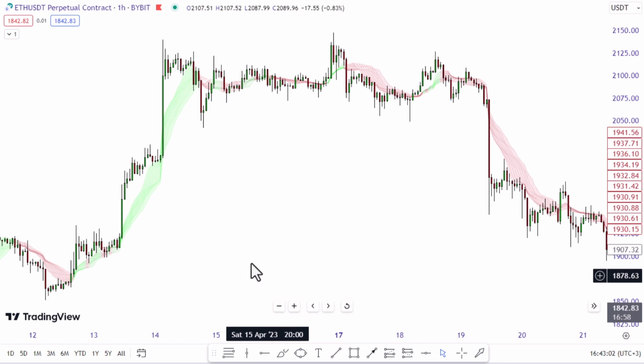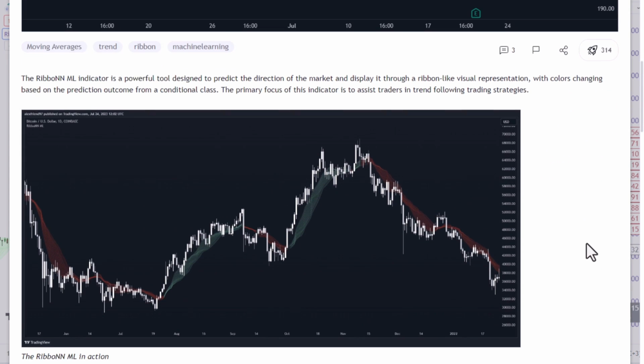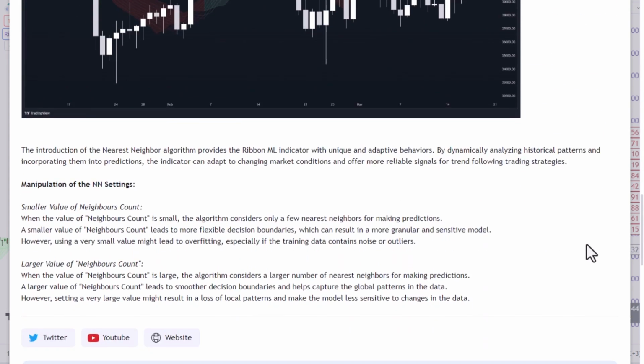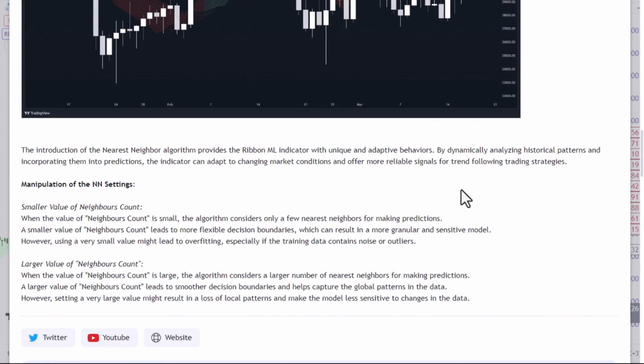But here's the really interesting part. You don't have to take things at face value. If you're into the nitty-gritty details and algorithms behind this indicator, you can totally check out its page on TradingView. The author has done a great job explaining all the technical aspects, and they've even made the code available if you're into that kind of thing.